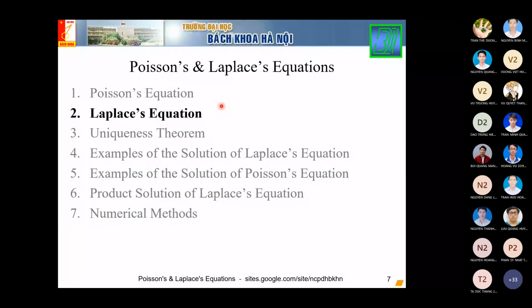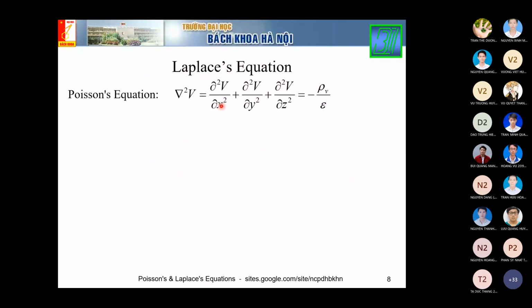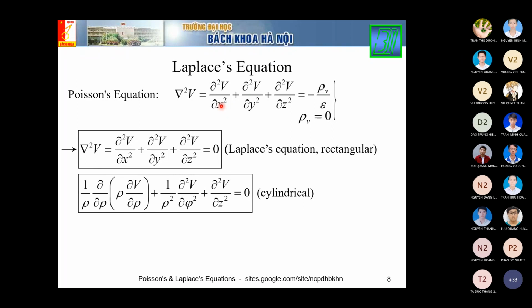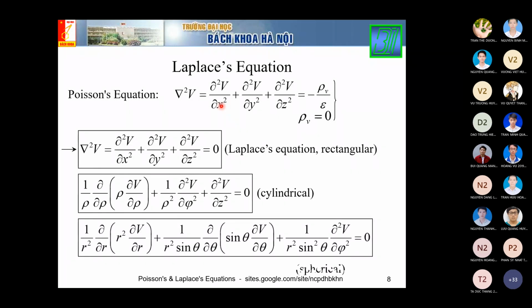Then we have the Laplace equation. We start from Poisson's equation here. And if we let the right side be 0, then this is the Laplace equation. These are Laplace equations in 3 coordinate systems. So you can see that the Laplace equation is a special case of Poisson's equation, because the right side of this one is 0, so we come to a homogeneous differential equation.